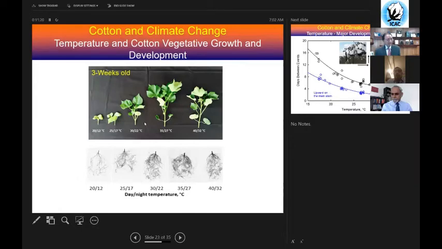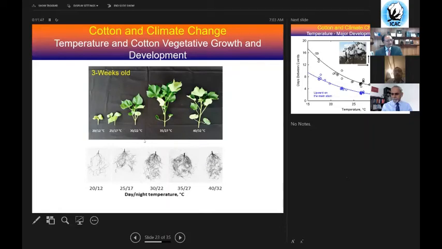Looking at very early season growth, again, you can see that these are 3 week old cotton plants. You can see these plants going at a very low temperature, so they stayed at one to two leaf stages for about 3 weeks. At very high temperatures, again, growth slightly declines. The optimal temperature is around here.